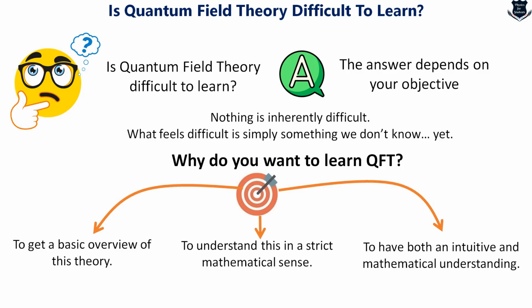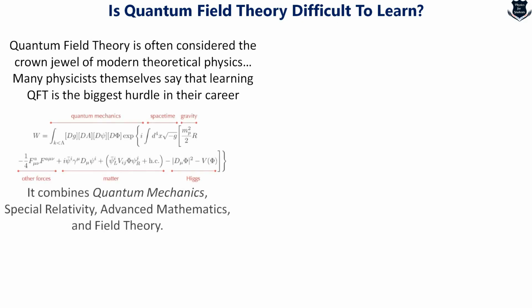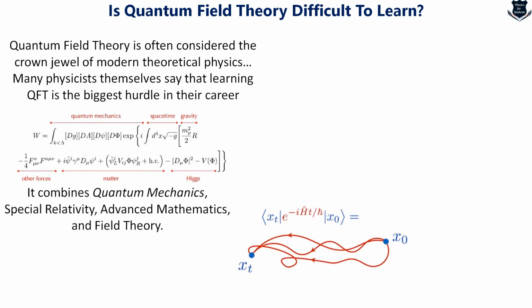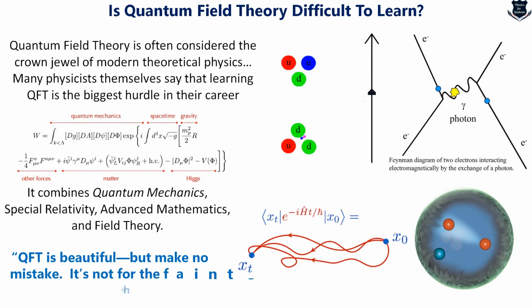So as we go ahead and understand, we see that quantum field theory is definitely considered to be one of the crowning jewels of modern theoretical physics. However, as you can see, the equations are complicated because it combines three pillars of modern physics: quantum mechanics, special relativity, and certain areas of advanced mathematics. So all these diagrams that you see, the up quark, the down quark, the Feynman diagram, two electrons annihilating to become a photon, the quarks moving, give you the sense that quantum field theory is definitely beautiful, but it is not for the faint heart.